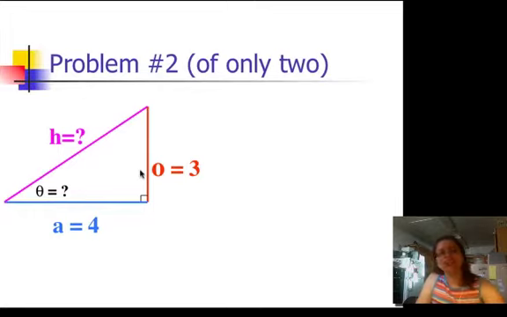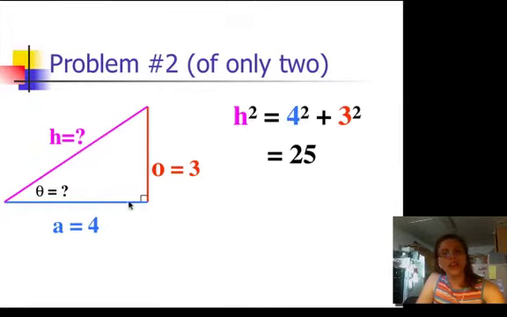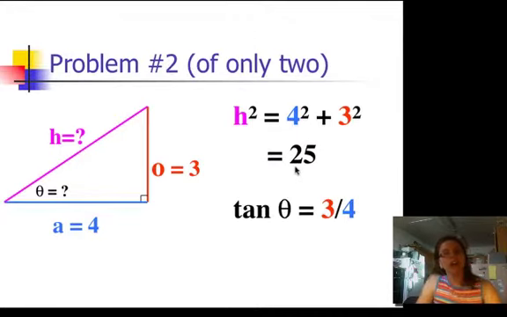All right, so since we have the opposite and adjacent, we could go ahead and use tangent. Oops, and before that, sorry, I forgot what came up first. We could use the Pythagorean theorem to solve for the hypotenuse. So a squared plus b squared equals c squared. And so 4 squared plus 3 squared equals 25, so the hypotenuse is 5.